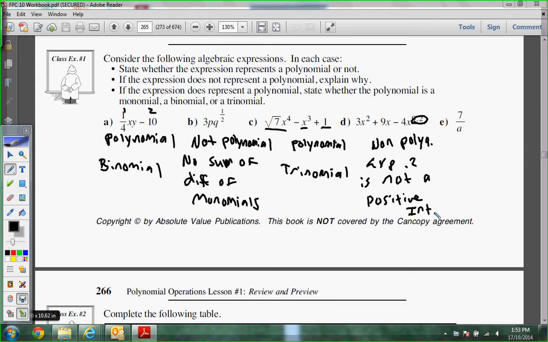How else can I write E without a fraction? Use your exponent rules. How can I move the a up? If it's a positive one here and I moved it up, what would it be? Good, it'd be a negative one, right? So that's a negative integer, right? And it's a monomial, so this is also a non-polynomial, because it's a non-positive integer exponent and also it's just a single monomial. So I guess that's the same thing here.